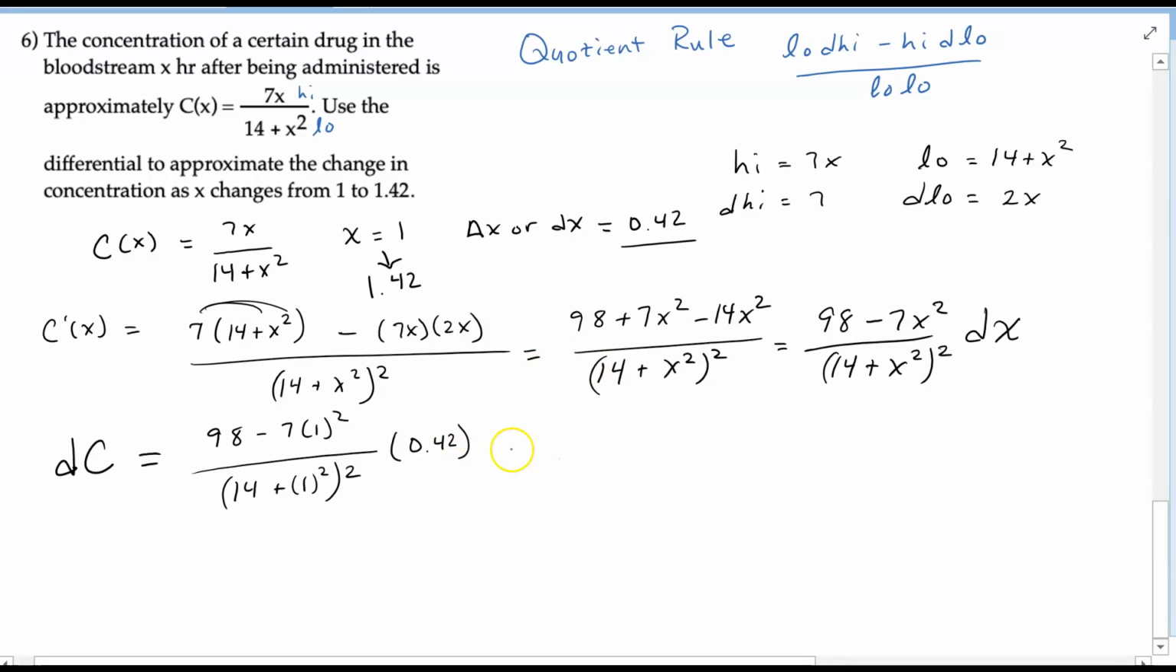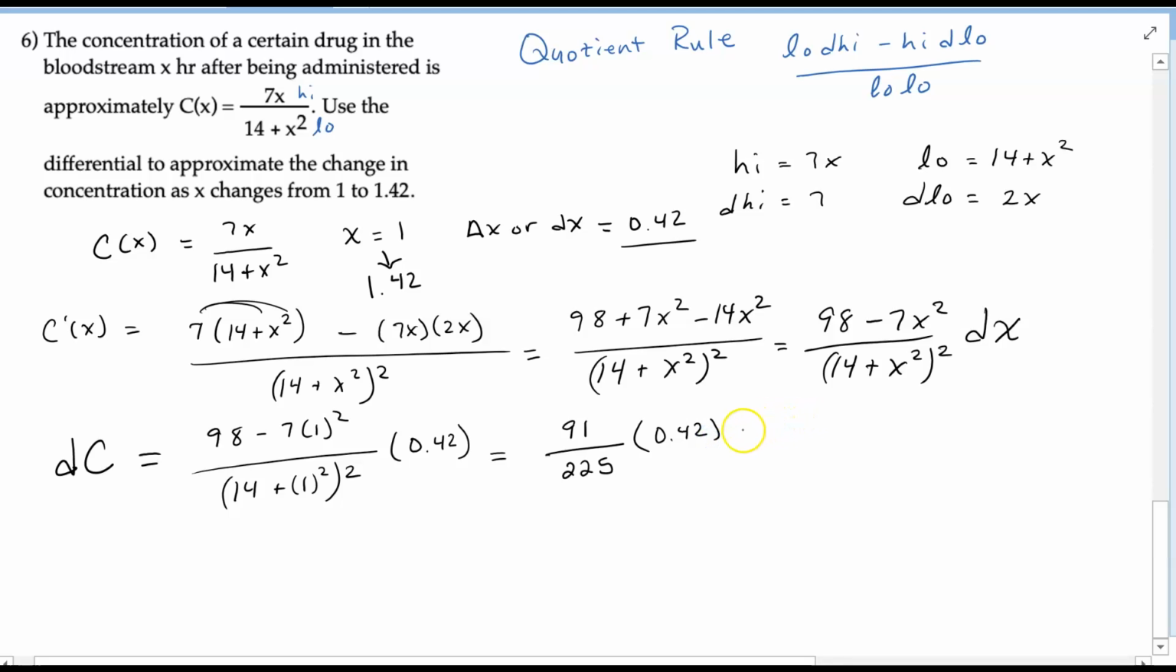So let's see what this works out to be. Do a little bit of order of operations. 98 minus 7 is 91, divided by, and then 14 plus 1 squared is 15. 15 squared is 225. Not 222, 225. Okay. And then I multiply that by 0.42.